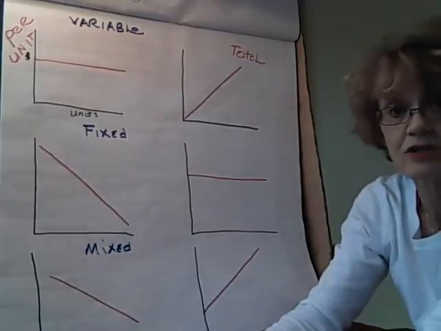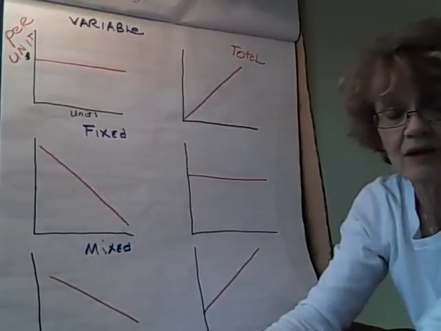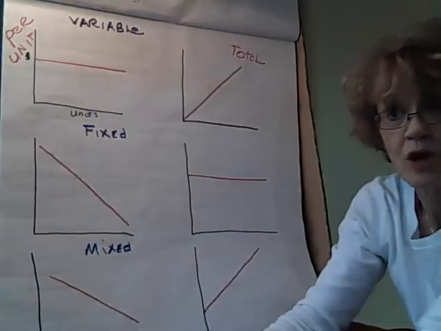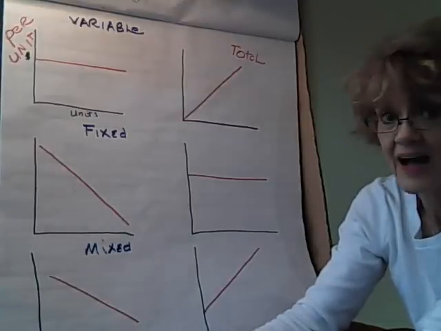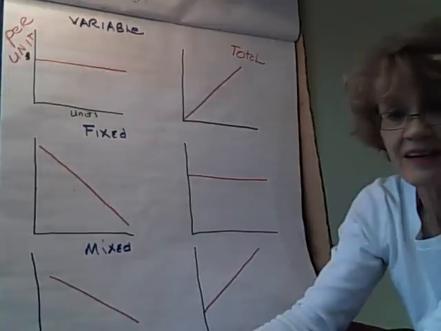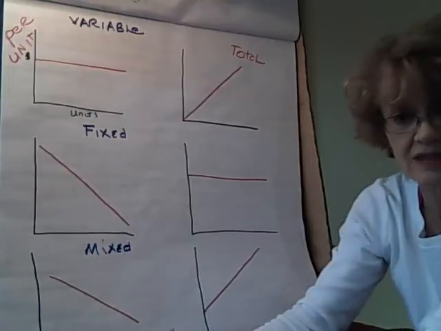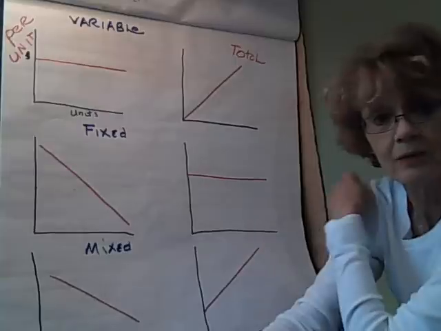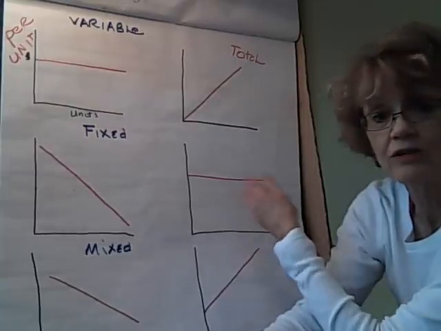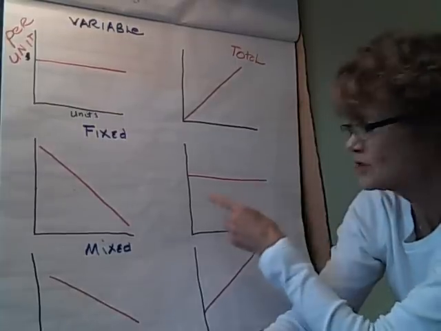Now, fixed costs are different. They stay the same no matter what we produce. So what's an example of a fixed cost? Rent, salaries. We have to pay that even if we don't produce anything or sell anything. So in total, the fixed cost looks a lot like that variable cost line. Now these are linear. You could have curvilinear in cases, but we're talking about linear.